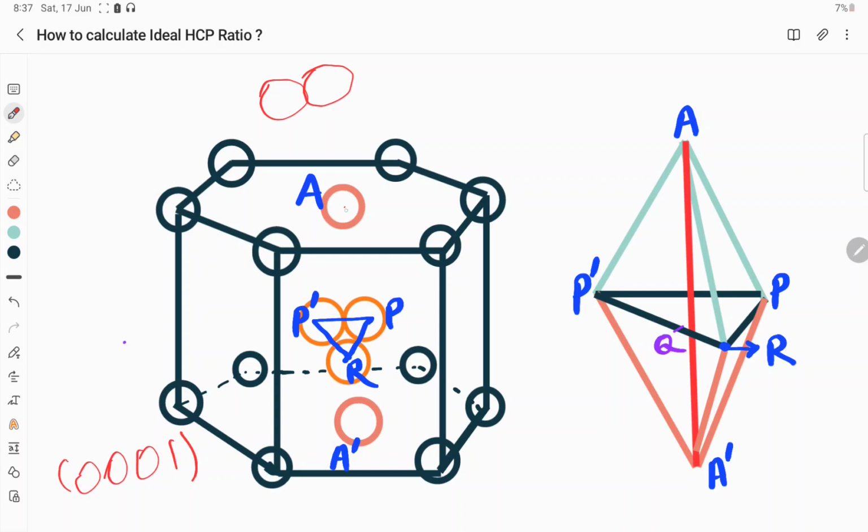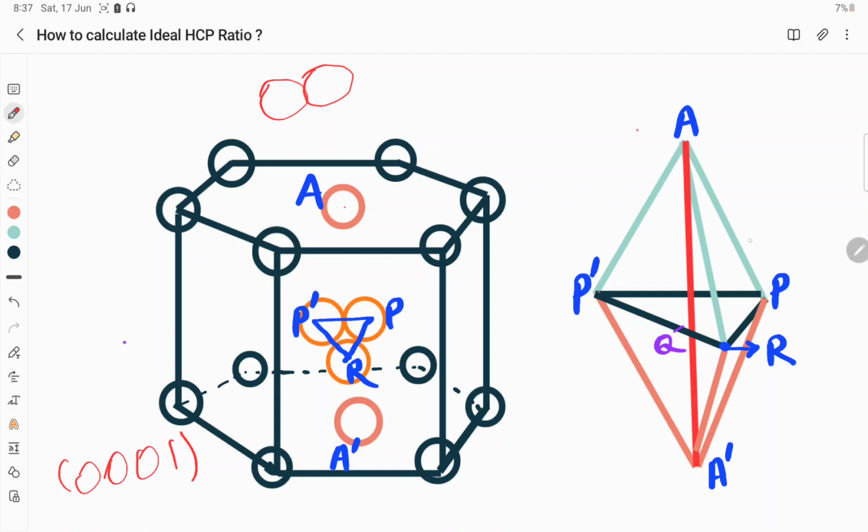We take the face center atom of the top plane, which is A, and the basal plane atom, which is A dash. There are three atoms between the top plane and the basal plane: P, P dash and R.